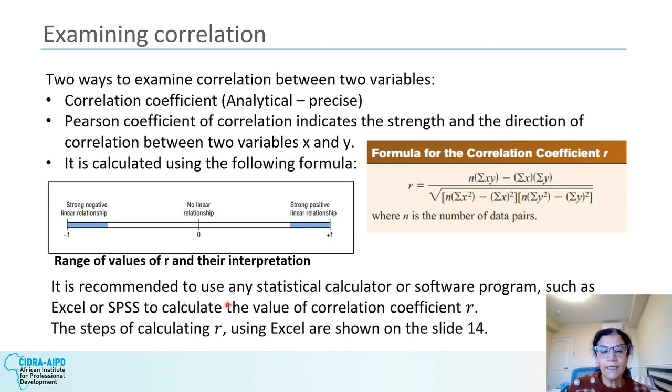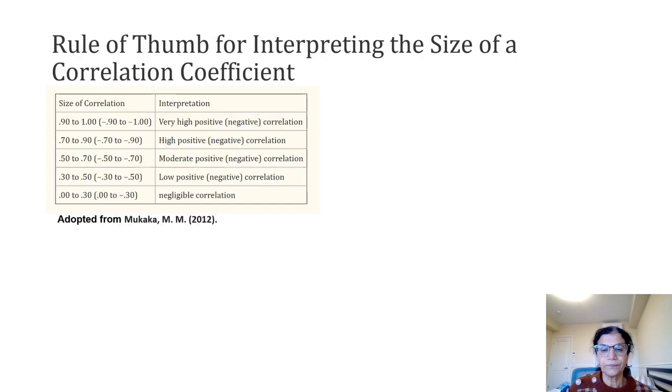It is recommended to use any statistical calculator or software programs such as Excel or SPSS. So the steps of calculating R using Excel are shown on slide 14. We just look at a rule of thumb for interpreting the size of a correlation coefficient. These are guidelines. This table has been adopted from a paper. You can see the title of the paper in the references. You can see the size of correlation, the range, and what is the interpretation.